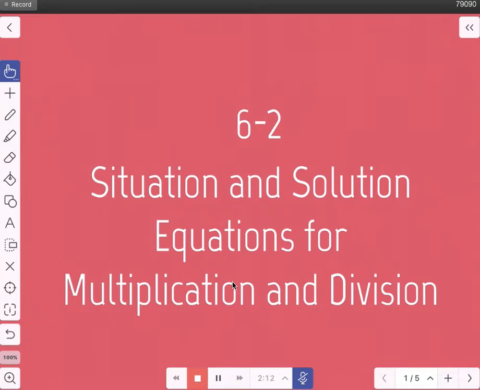Okay, so today in class we talked about situation and solution equations for addition and subtraction, and tonight we're just going to extend that to include multiplication and division. So this is 6-2 situation and solution equations for multiplication and division.